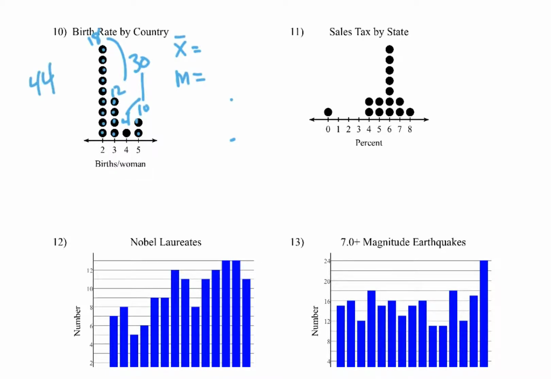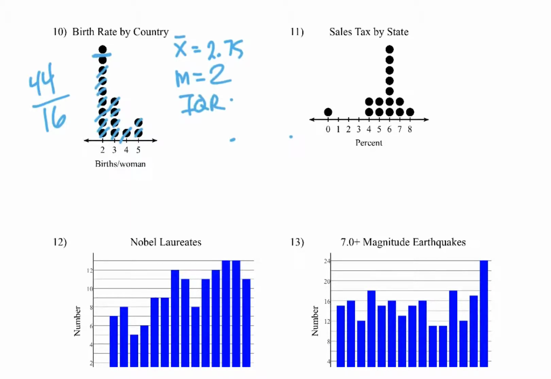So 44 divided by, how many do we have? So 9, 10, 11, 12, 13, 14, 15, 16. So 44 divided by 16 gives us 2.75, which we should probably be thinking because there were so many 2s that they would be dragging down that mean. Then we start figuring out from lower to higher. We end up with our median in between those, which means our median is still 2.